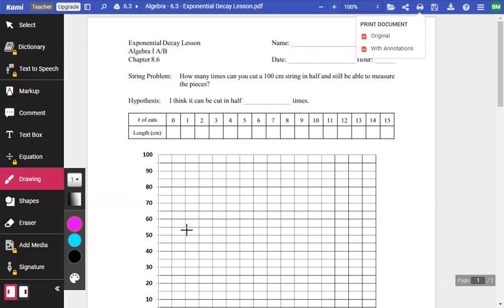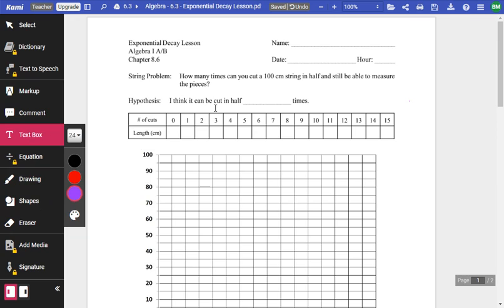We're looking at exponential decay, and we're going to use this by looking at a string. We're looking at how many times you can cut a 100-centimeter string in half and still be able to measure it. So what do you guys think? How many times can I cut it in half? Do you think all 15 here, or 3 or 2?